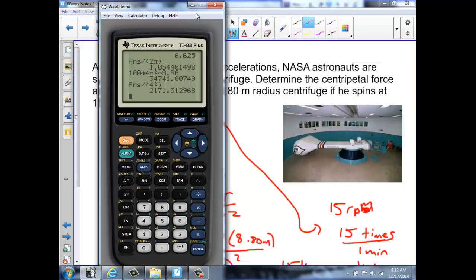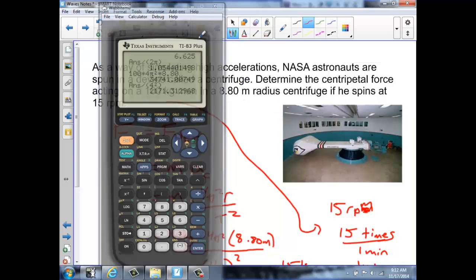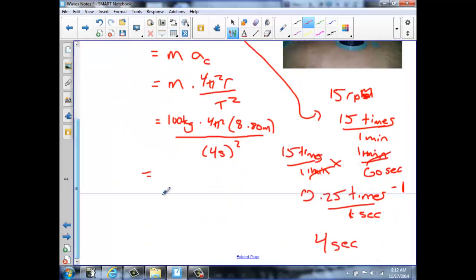What's wrong, Nicole? I got exactly what you got, but I got 21 instead of. Oh, did you multiply by 100 for the mass? No. Okay, that's why. Oh, I got that too. Excellent. Okay, so I got 2171.